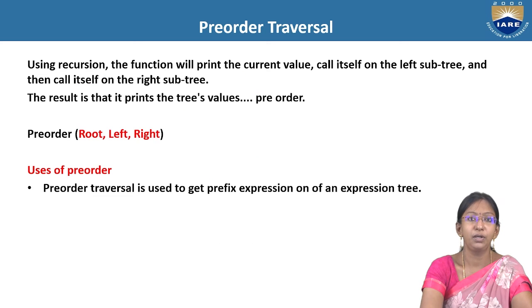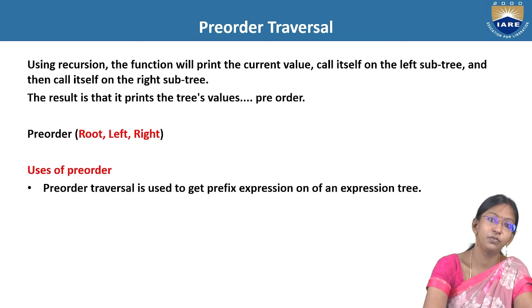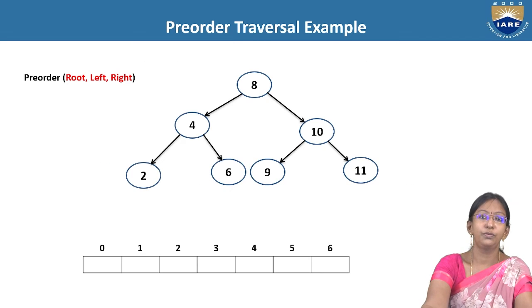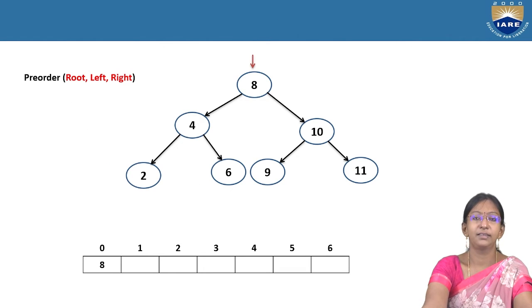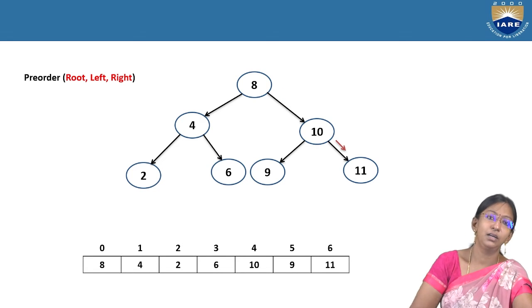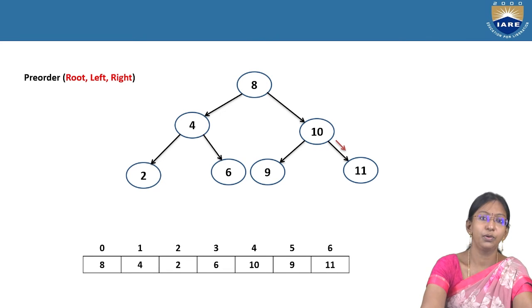The next one, pre-order traversal, where preference will be given to the root first, then left and right. So root first, 8, next 4, next 2, then go to the right side, 6, go to the right of 8, 10, then 9, then 11. So this is the pre-order traversal of the given tree.